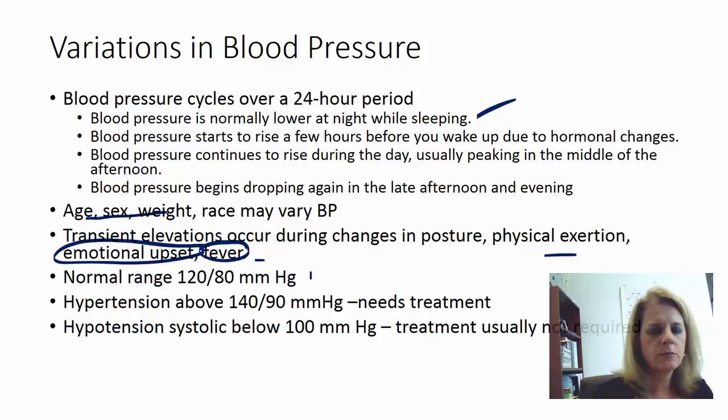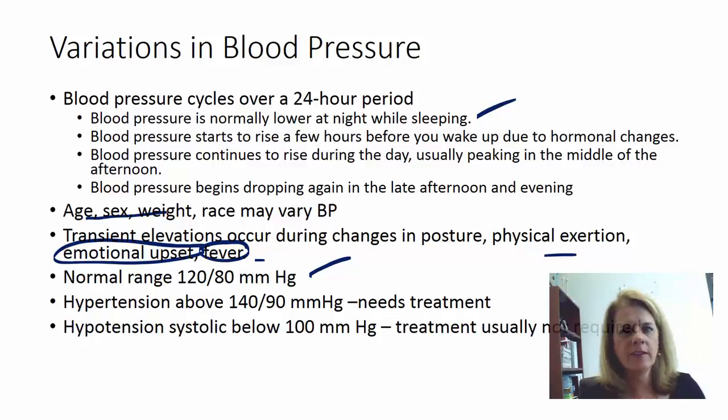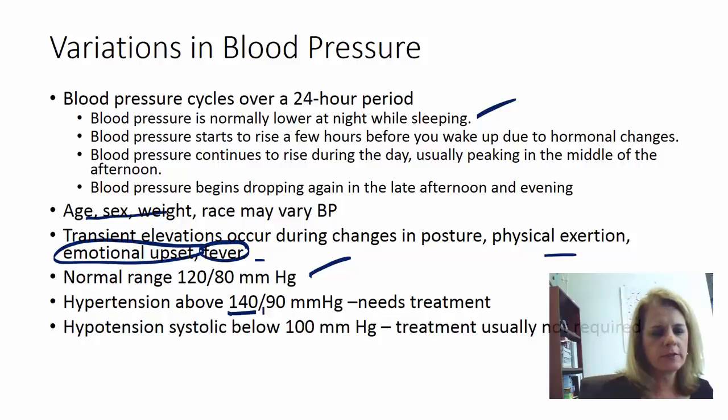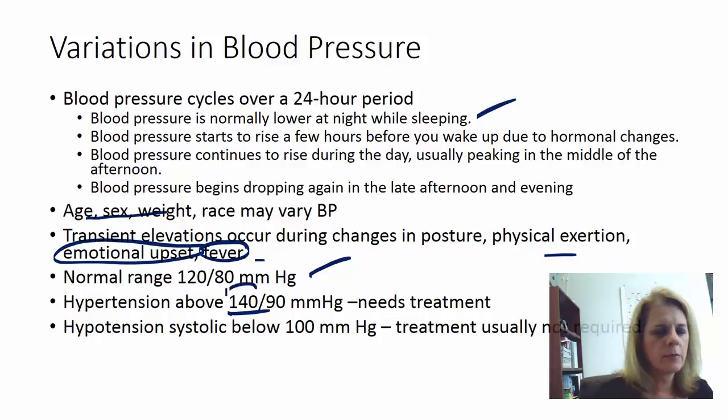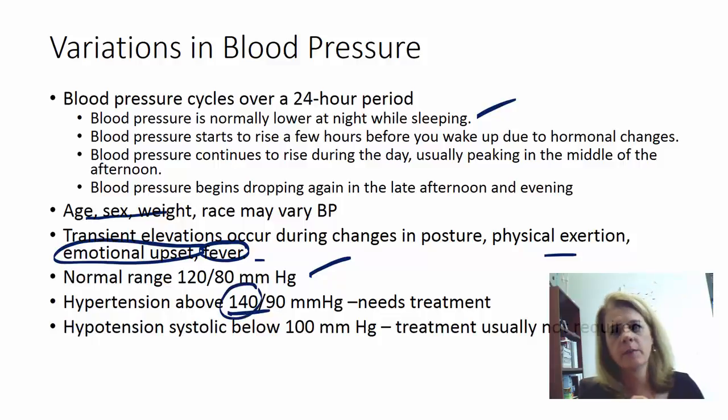Normal blood pressure is about 120/80, so that's kind of the standard normal blood pressure. You're considered hypertensive if your blood pressure is anything above 140/90. Now, in the old days, they used to really look at that systolic pressure, and that was kind of the big number.